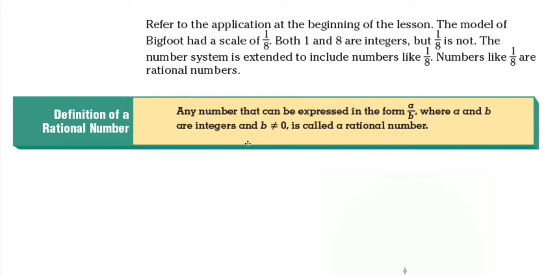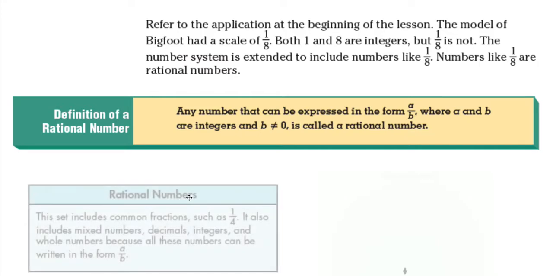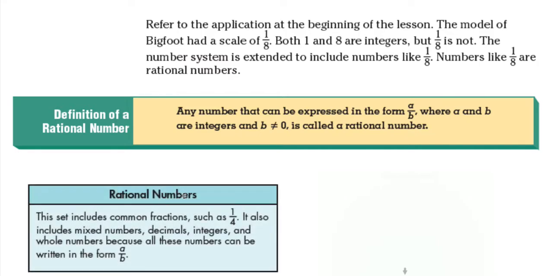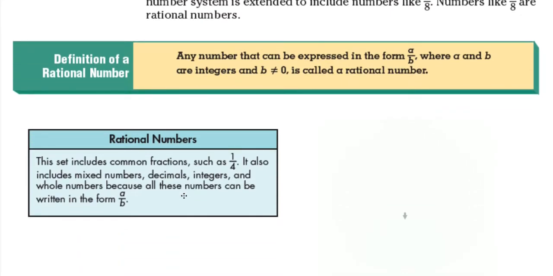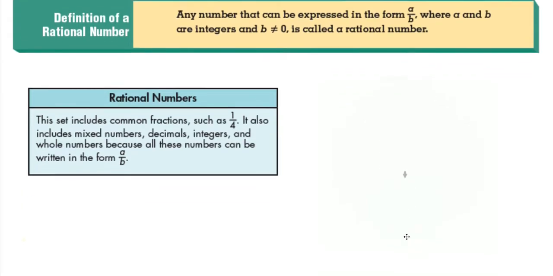So this is just a restriction. But a and b should be integers, and the number should be expressed in the form a over b. So let's define the set of rational numbers. The set of rational numbers includes common fractions such as 1/4. It also includes mixed numbers, decimals, integers, and whole numbers, because all these numbers can be written in the form a over b. So let's recall.